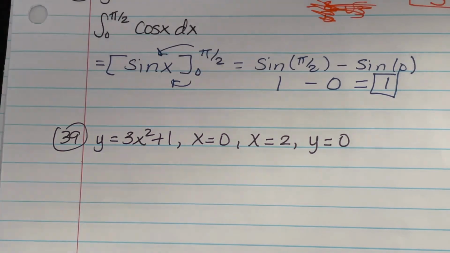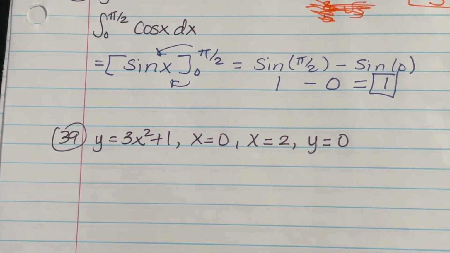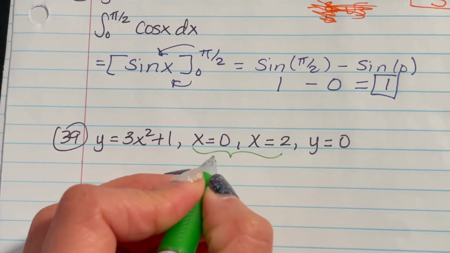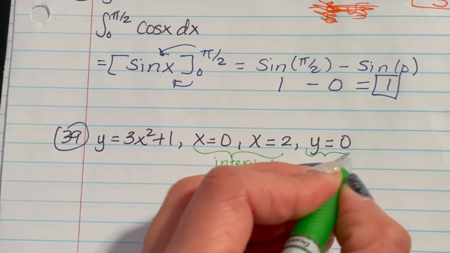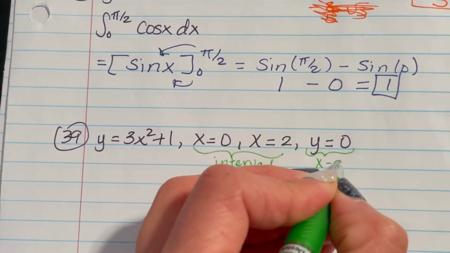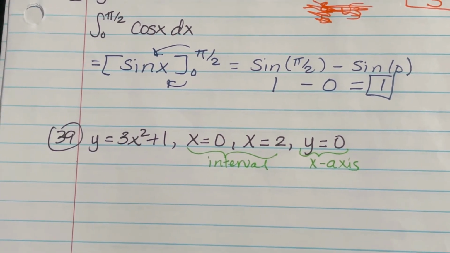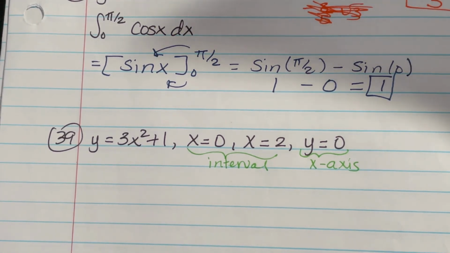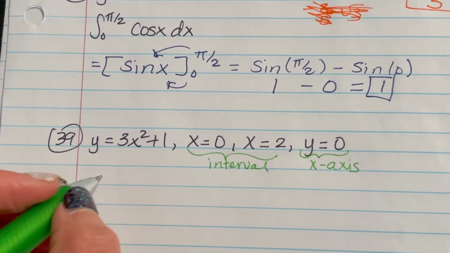And they give us x equals 0, x equals 2, and y equals 0. They didn't give us a graph on this one. So basically what this means is the x equals 0 to 2, this is our interval. The y equals 0 tells us it's with reference to the x-axis. So we're finding the area under the curve, which means that we are integrating. The directions do say, find the area of the region bounded by the graphs of the equations. So we know that we're finding the area, so we know that we're integrating.